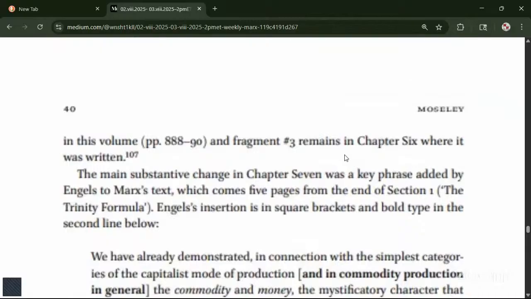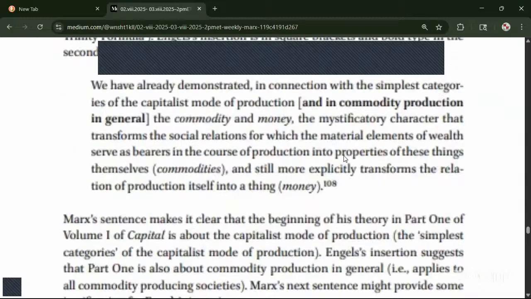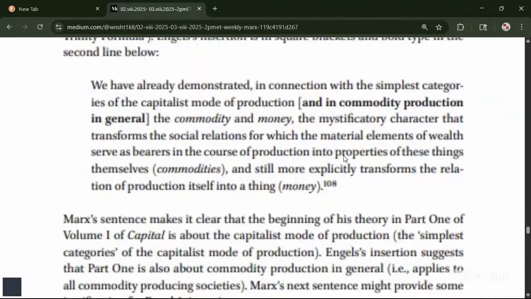Quote, "We have already demonstrated, in connection with the simplest categories of the capitalist mode of production, [and in commodity production in general], the commodity and money, the mystificatory character that transforms the social relations for which the material elements of wealth serve as bearers in the course of production into properties of these things themselves, that is, [commodities], and still more explicitly transforms the relations of production itself into a thing, [money]." Close quote, footnote 108.